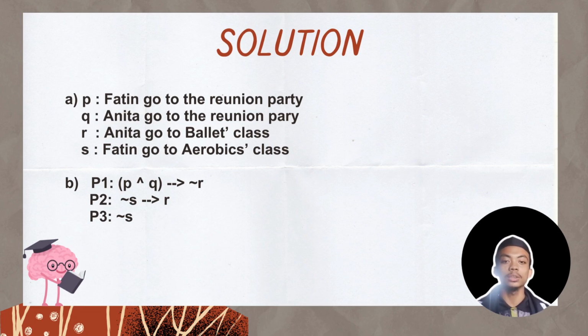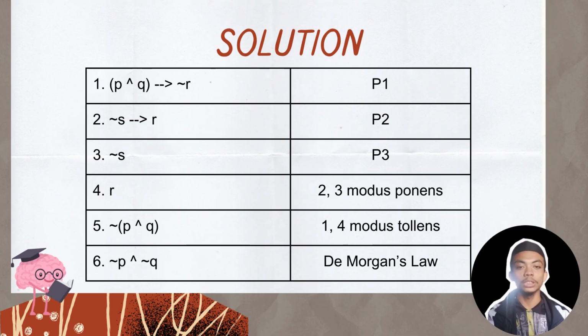For the second question, we want to write the hypotheses and premises. Premise 1 is P and Q implies neg R, premise 2 is neg S implies R, and premise 3 is neg S. For question 3, we want to use the rules of inference to find the conclusion of the argument.